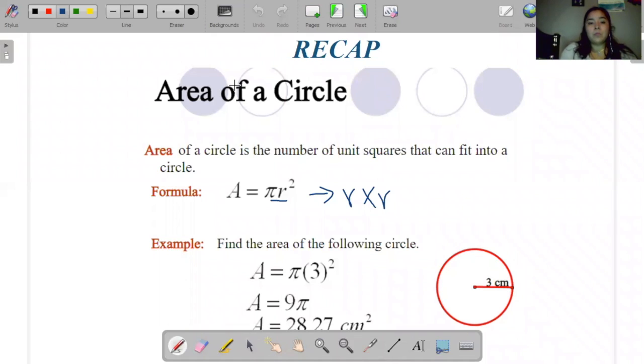Okay, let's do a recap of what we learned today. Today we talked about the area of a circle. The area of a circle is the number of unit squares that can fit inside the circle. And the formula is A is equal to pi r squared. r squared just means r times r. And we also went through some examples in finding the area of a circle.